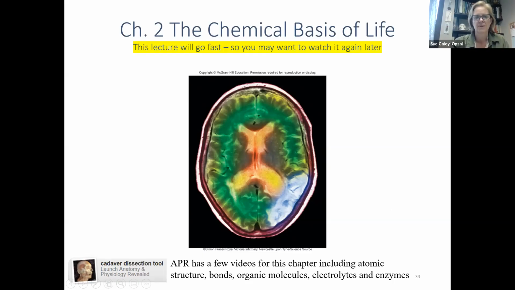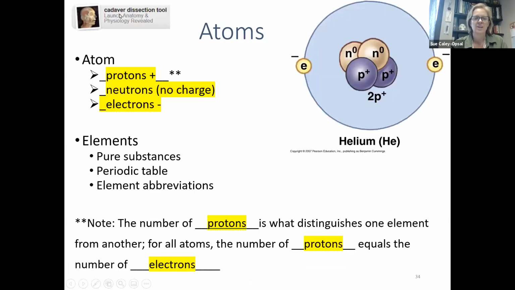Okay, so here is our cadaver dissection tool, meaning there is a video that goes along with this, but all I want you to know about an atom is stuff that you probably already know, that an atom is made up of protons, neutrons, and electrons. There's a dense nucleus where the protons and neutrons are all packed together. Protons have a positive charge, and electrons are floating in a cloud around that nucleus. The electrons have a negative charge.